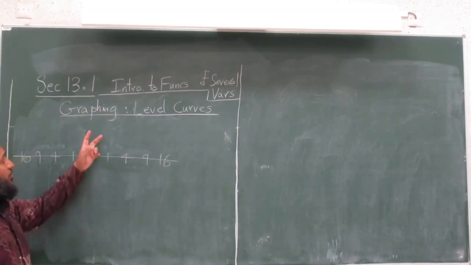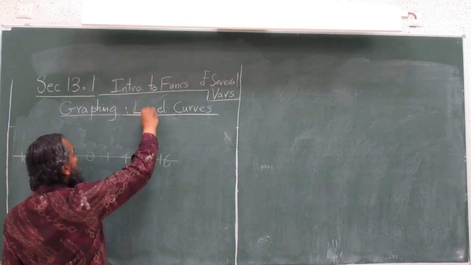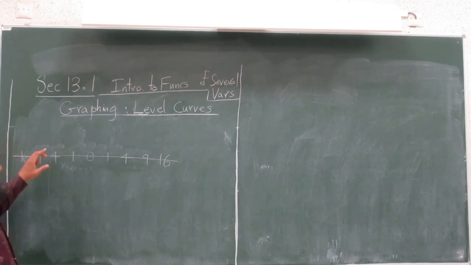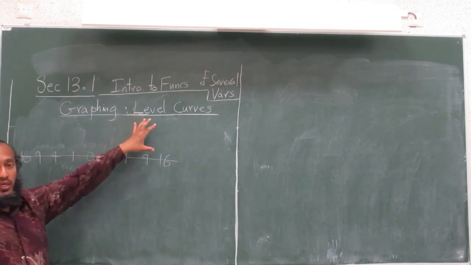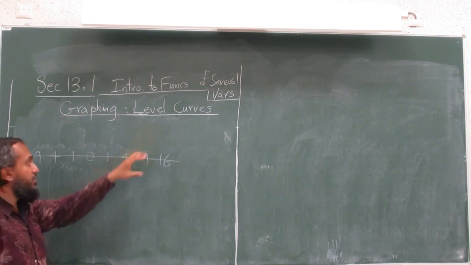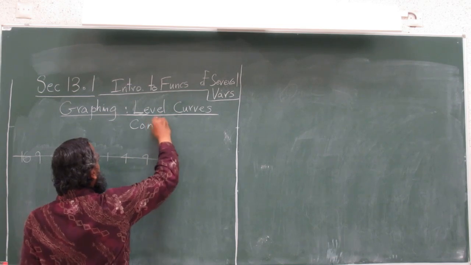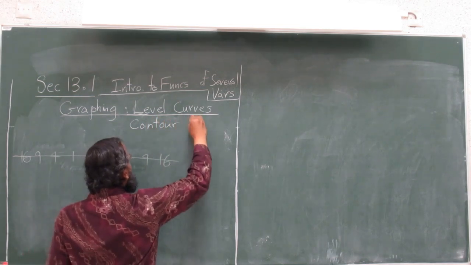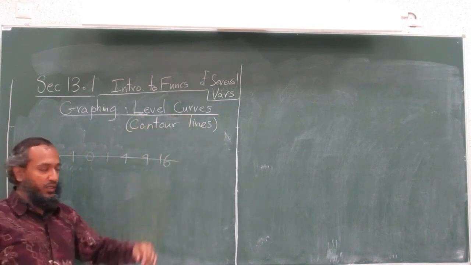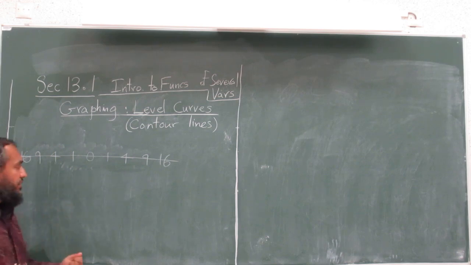Okay, now we move to another topic within graphing functions of two variables. We have been so far doing examples of functions of two variables. There's a tool that we will learn in this video called level curves, also called contour lines. Some people call them contour curves, contour lines, that will help us plot a function of two variables nicely, or at least understand it nicely.